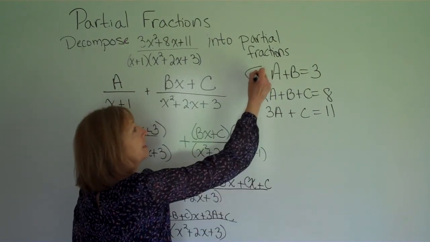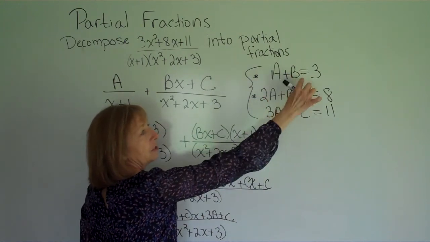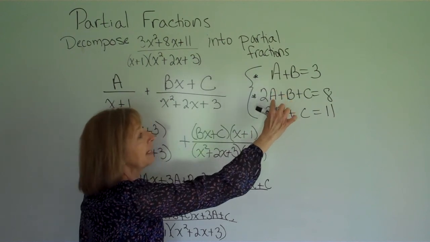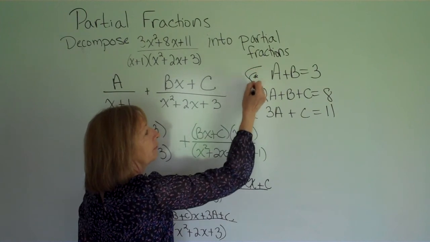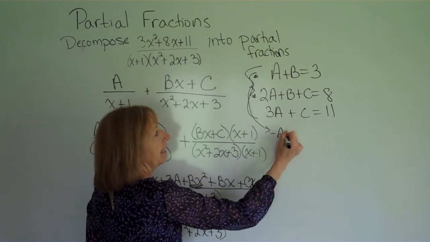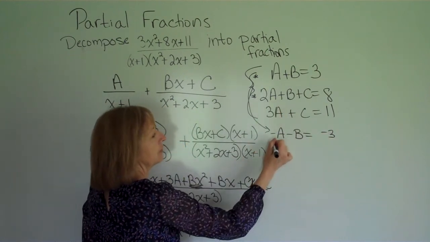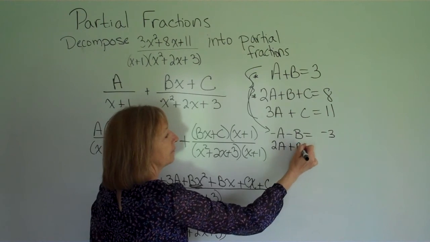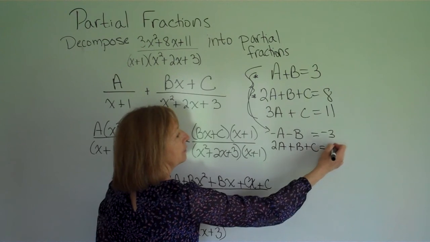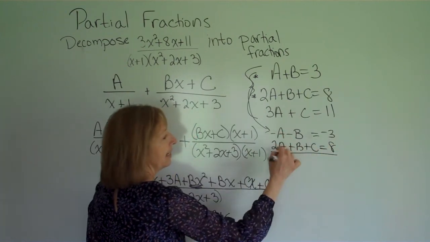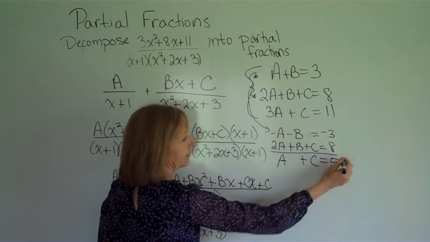My first equation and my second equation both have b's, and if I multiply the first one through by -1 and add it to the second equation, that'll get rid of the variable b. So we're going to go -a minus b is equal to -3, and add that to 2a plus b plus c is equal to 8. And when I add them, I get a plus c, because the b's cancel, is equal to 5.